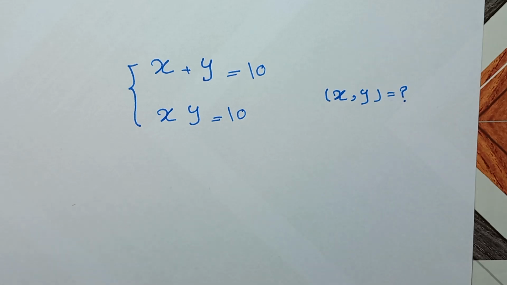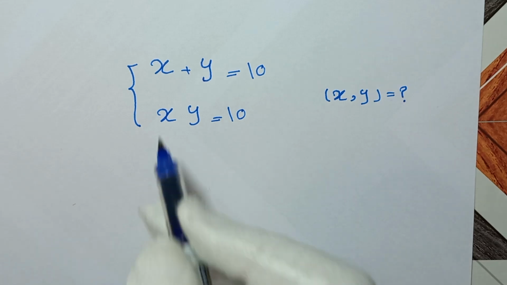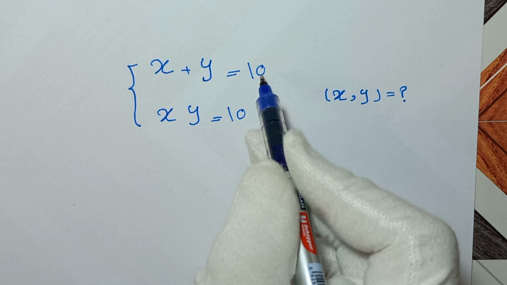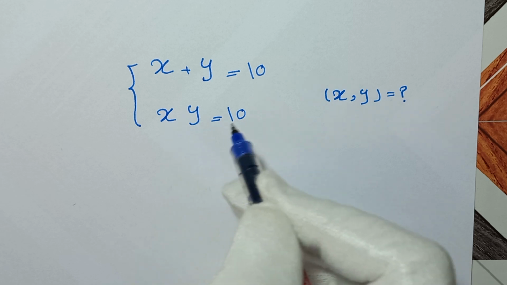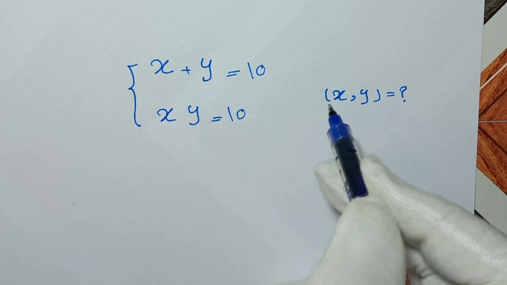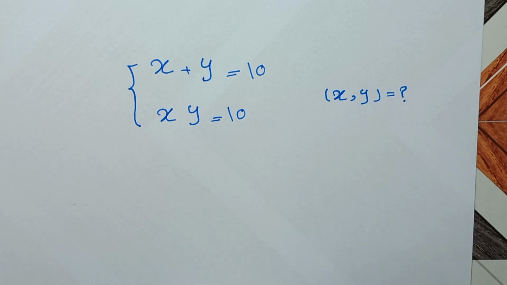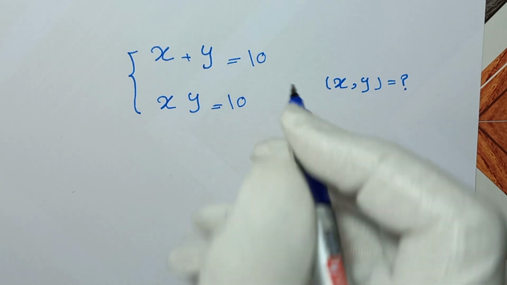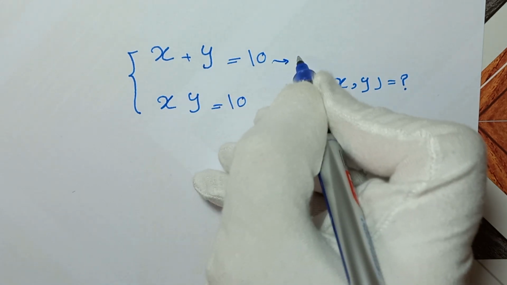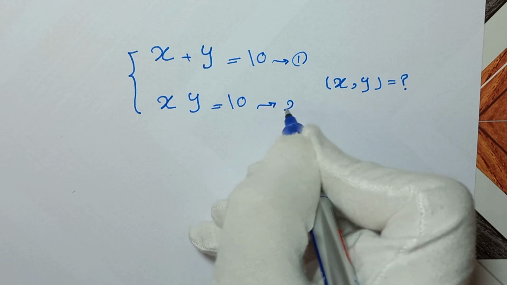Hello my friends, welcome to solve this math problem: x plus y is equal to 10 and x times y is equal to 10, to find the value of x and y. In the first step, we start by letting this be equation 1 and this be equation 2.